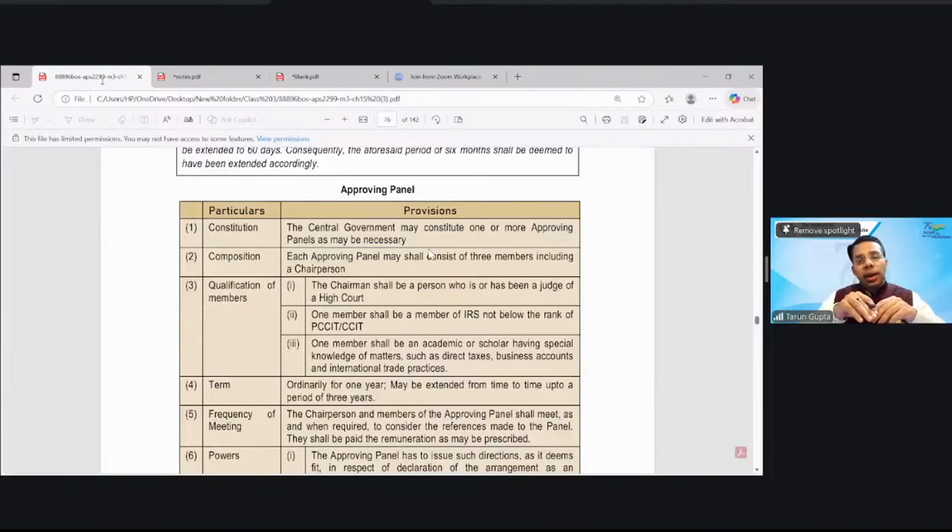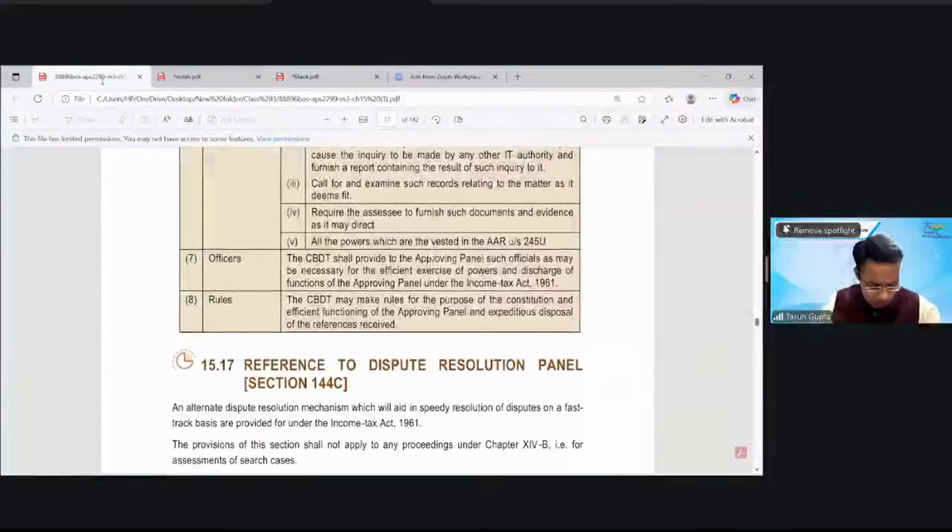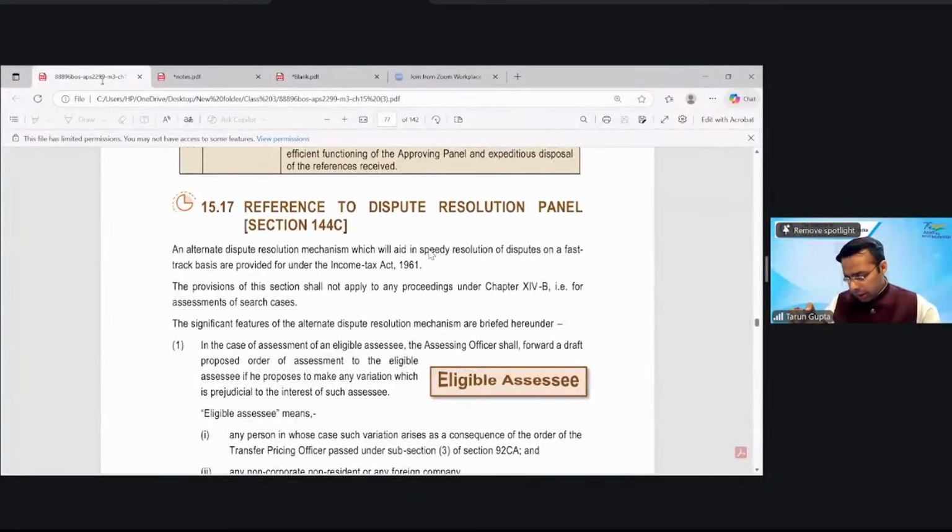Because once the arrangement is held to be an IAA, there are very serious consequences. The amounts involved in this type of transaction are really big, with thousands of crores of rupees of tax impact. So friends, this completes my chapter on assessment procedure. Today we discussed the TRP, then the search assessment, then rectification, faceless assessment, and now the reference to the approving panel in respect of GAR transactions. If you have any doubt about this or the earlier classes, let me know.